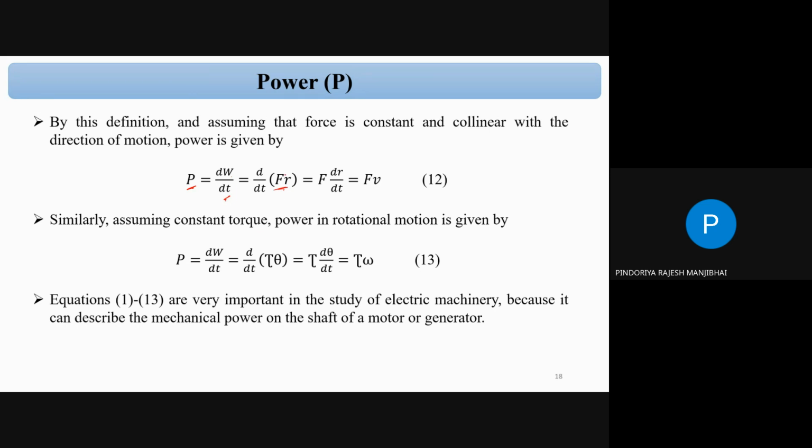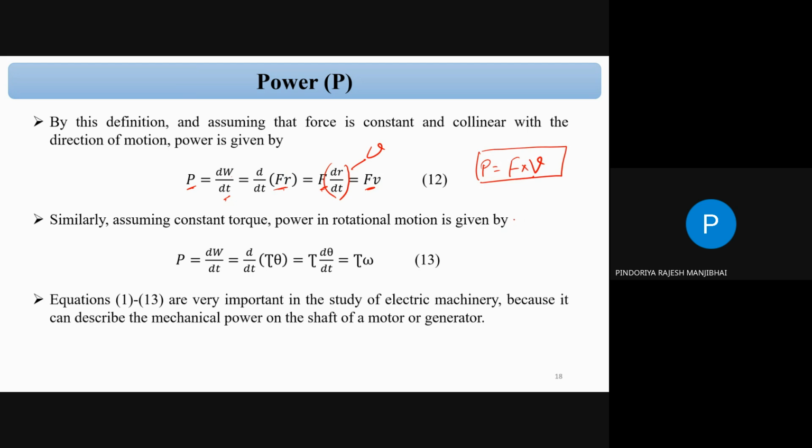Correct? So F is a constant, and we can write F dr by dt. dr by dt is nothing but your V. So finally we can write P equals F times V. This is the power for linear motion, F into V, where V is the velocity.